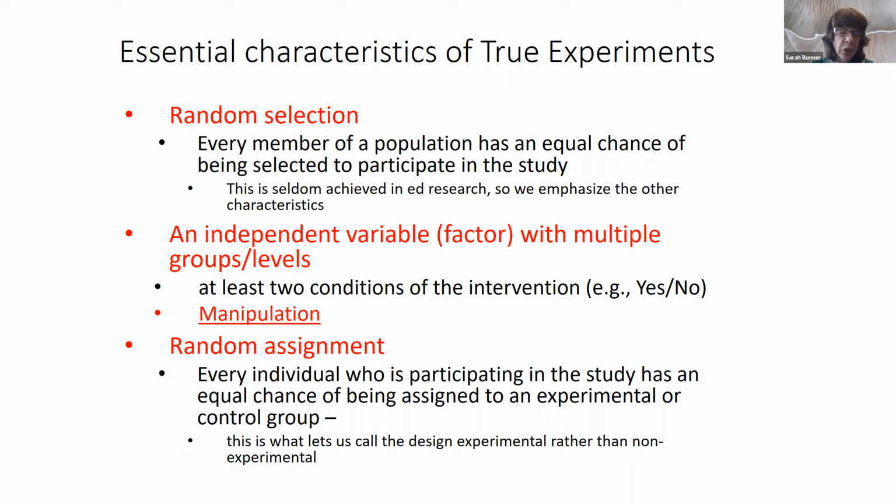So if your population is first-year teachers in urban settings, then theoretically, random selection would mean that every first-year teacher in urban settings across the country, let's say we're studying America, we were limiting our population to the United States, were assigned a random number, and then you used a random number generator to select teachers.